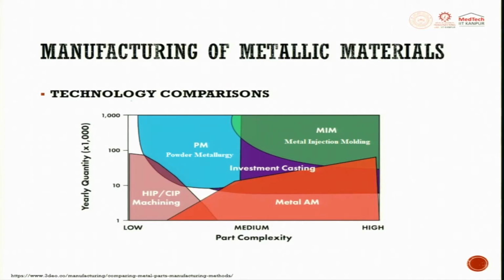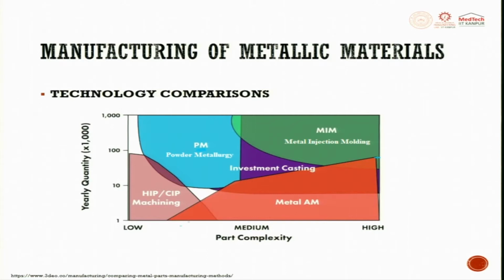When we compare technologies with respect to the complexity of the parts, you can see the yearly quantity multiplied by 1000. You can see HIP, CIP and machining. HIP is hot isostatic pressing, and CIP is cold isostatic pressing. Machining can do up to low complexity parts, and close to 100 parts can be made, so 100 into 1000. When we look at powder metallurgy parts, it moves from low to medium complexity, and you can make thousands, 1000 multiplied by 1000. So, many parts can be easily made. With metal additive manufacturing, the complexity goes very high, but the quantity goes a little smaller compared to the powder metallurgy route.